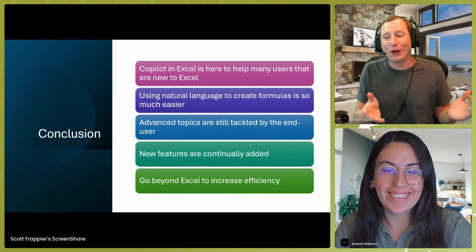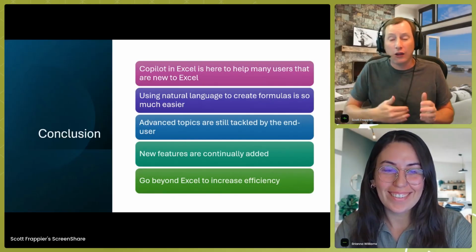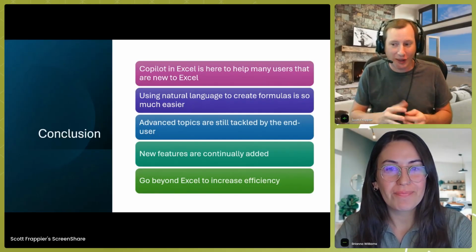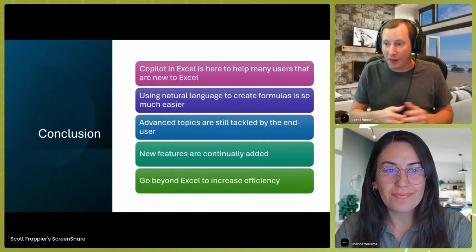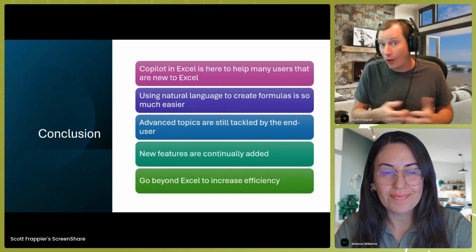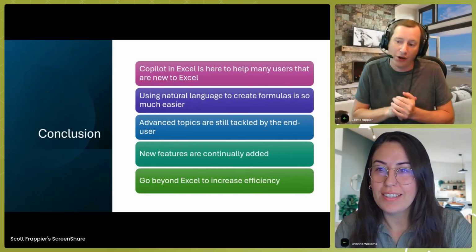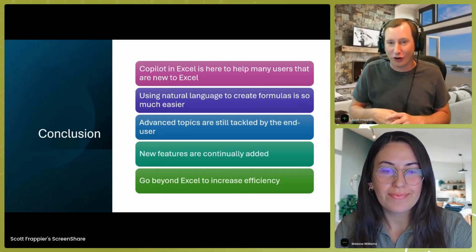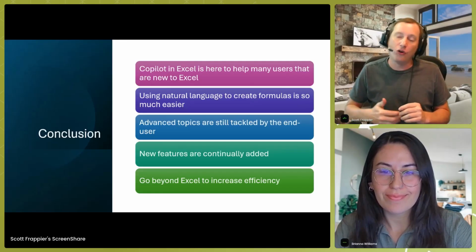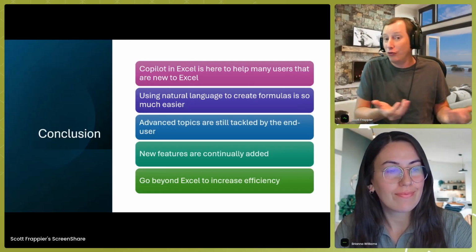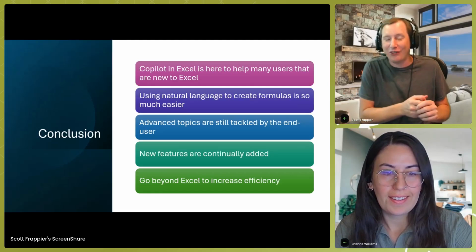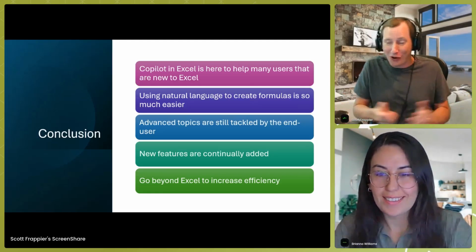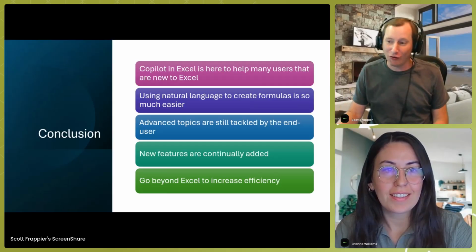So just really quickly, Copilot in Excel, obviously, has a lot of great capabilities using natural language to tackle it. There are some advanced topics that are still tackled, especially with Python. And the key thing to note is that there are going to be new features continually added. And then also using Copilot to do other actions that can happen inside of Excel, but still generating those Excel workbooks will make it very easy for you as well.